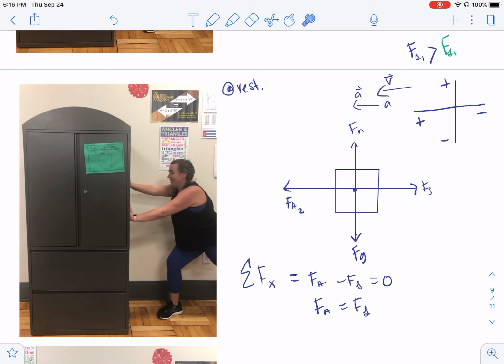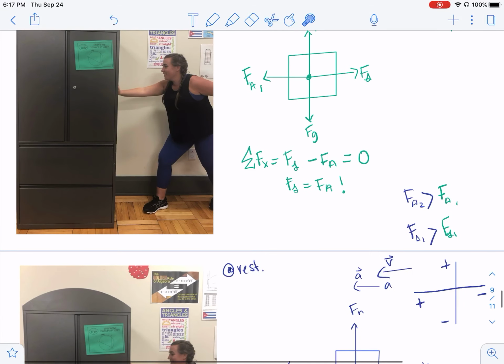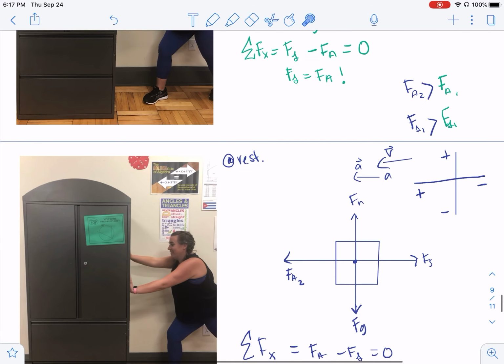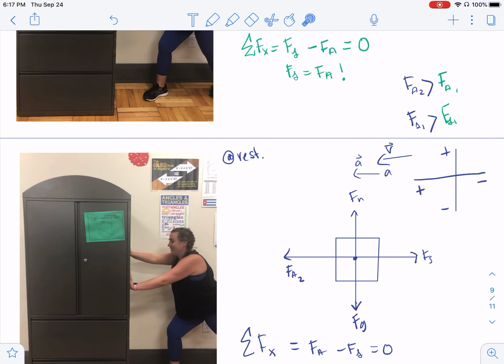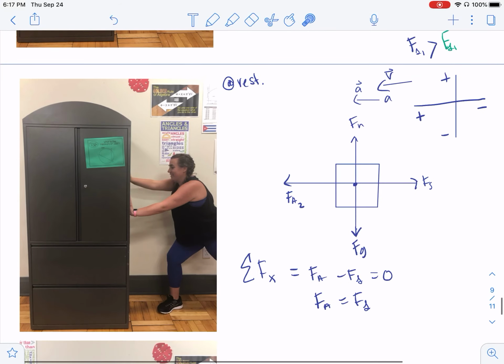And that's because we know that it's at rest. So when I set the sum of forces equal to m times a, we don't have any acceleration. So therefore, this is equal to 0. So they must equal each other. But the force of static friction in my first situation with one arm is once again less than the friction here. So it's equivalent to how hard you are pushing. So I couldn't push with both arms.